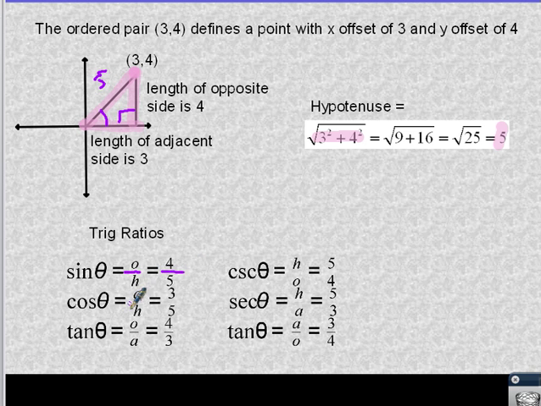Cosine of theta is adjacent over hypotenuse, which is 3 over 5. Tangent is opposite over adjacent, which is 4 over 3. Cosecant is hypotenuse over opposite, 5 over 4. Secant, hypotenuse over adjacent. And then this actually should be cotangent, which is adjacent over opposite, which is going to be 3/4.